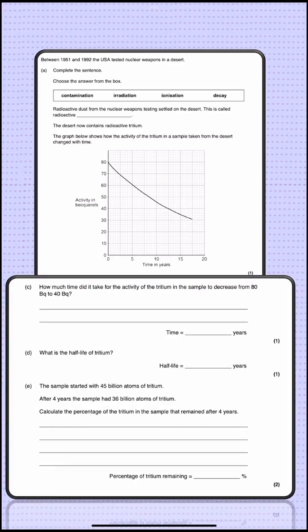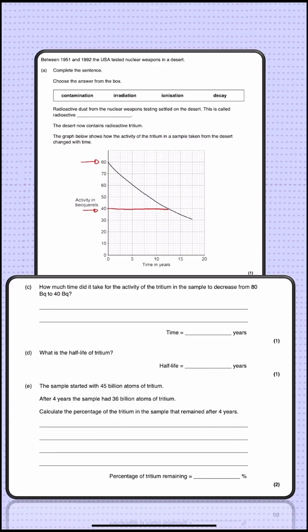Carrying on with the question, how much time did it take for the activity of the tritium sample to decrease from 80 to 40? What would we do here? So this is another 1 mark here. So again, we're going to have to use the graph somehow. From 80 to 40 becquerels. So it's starting off at 80. We would go to half, which is 40.